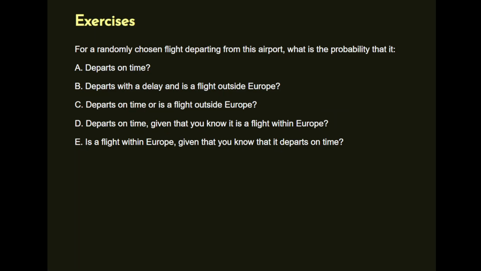So here are our exercises for a randomly chosen flight departing from this airport. What is the probability that it departs on time, that it departs with a delay and is a flight outside Europe, and the probability of departing on time or is a flight outside Europe? Then, departing on time given that you know it is a flight within Europe, and is a flight within Europe given that you know that it departs on time. The last two are related to conditional probability, so they're looking at one case only. We're going to use the conditional probability rule in those cases.